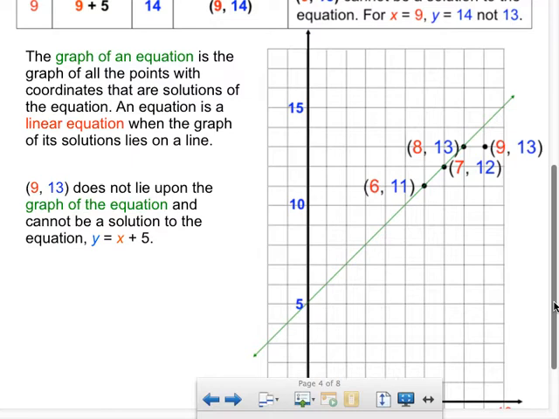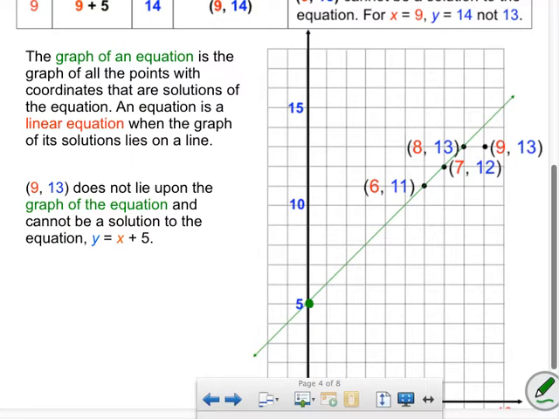Do you understand what it means if something's not a solution to a linear equation? That means it won't be on the line that connects all the solutions. You need to comprehend that because they're going to ask you a question about that. So the other thing I need you to recognize is if you take a look at this point right here, what is the name of that point? Name that coordinate.